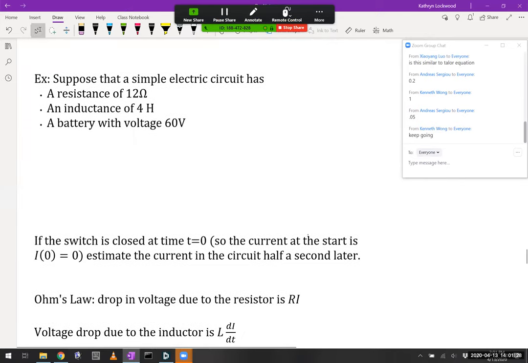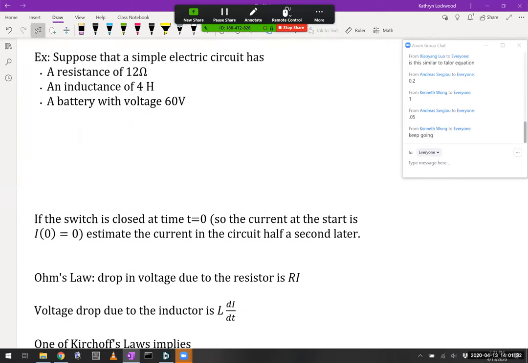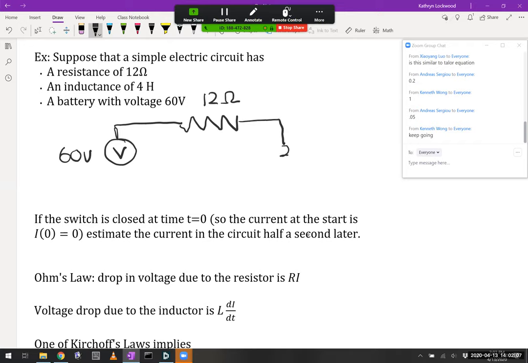Let's take a look at one application then. Something we haven't done yet is a simple circuit. We're going to look at a simple electric circuit that has a resistance of 12 ohms, an inductance of 4 henries, and it contains a battery with voltage 60 volts. Let's draw a little circuit diagram. We've got our battery with 60 volts. It's attached to a resistor with resistance 12 ohms and an inductor with inductance 4 henries. And then we've got a switch in the circuit.